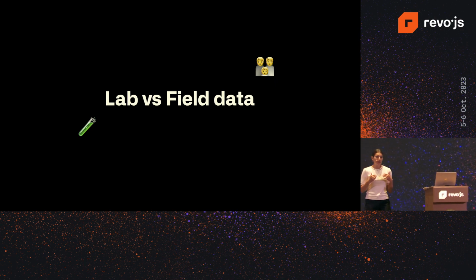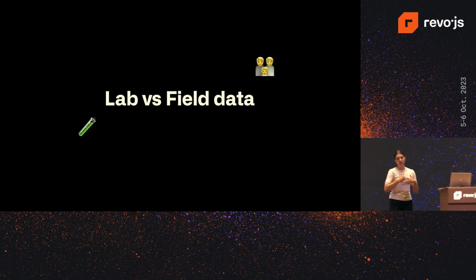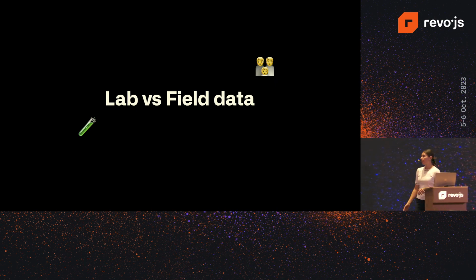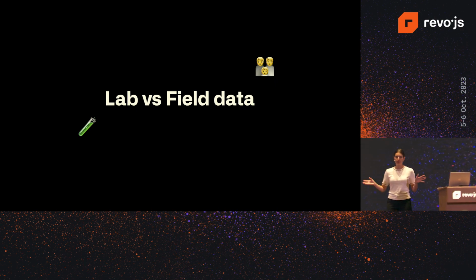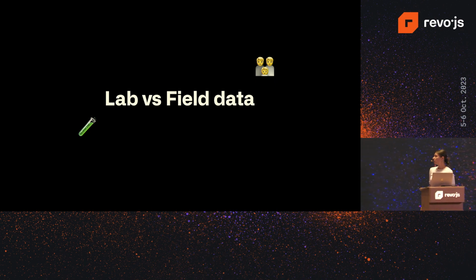And for me, my lab data is significantly different than the field data, because my users are mostly in Nigeria and Kenya, and the devices, their network, they're completely different from my situation. So the field data is the thing that is letting me know what's not working.